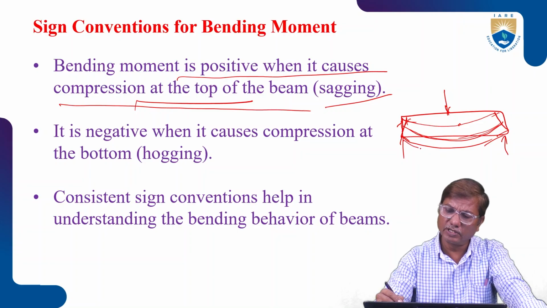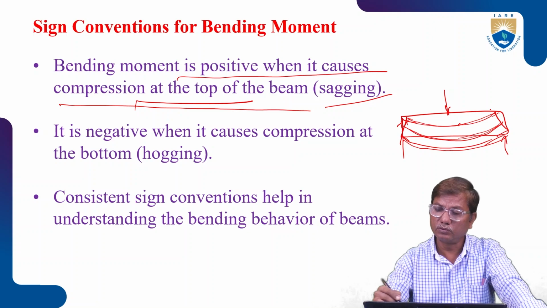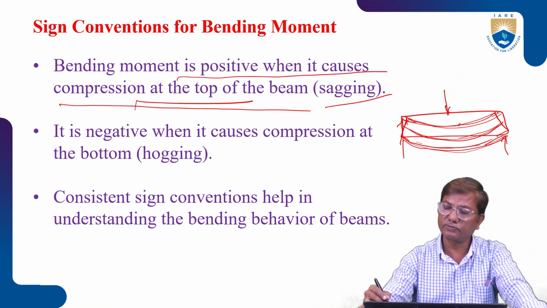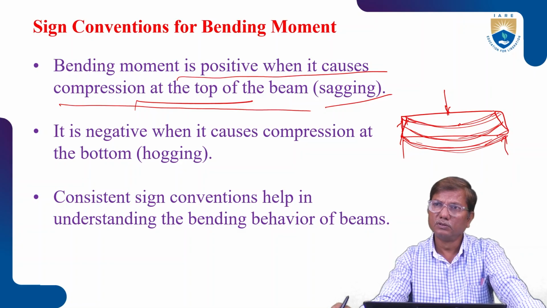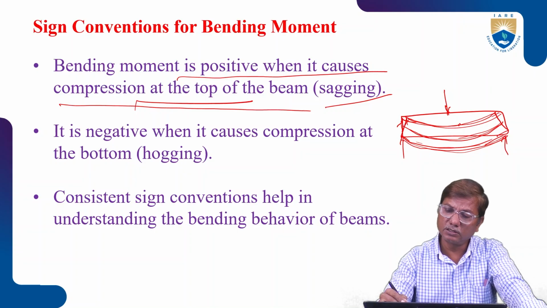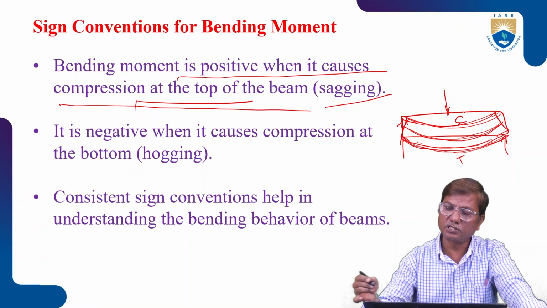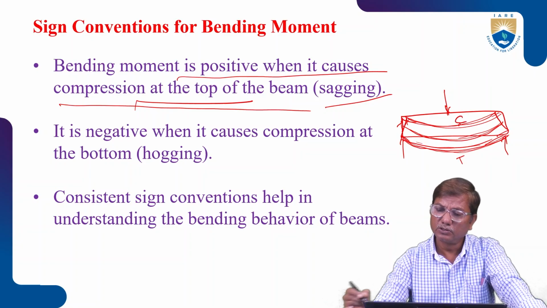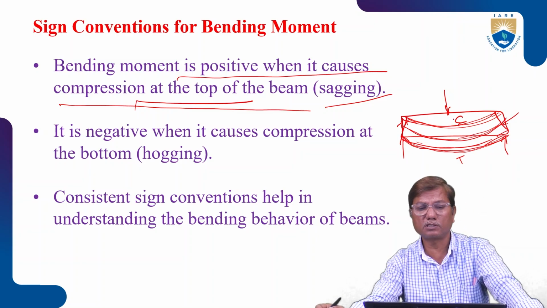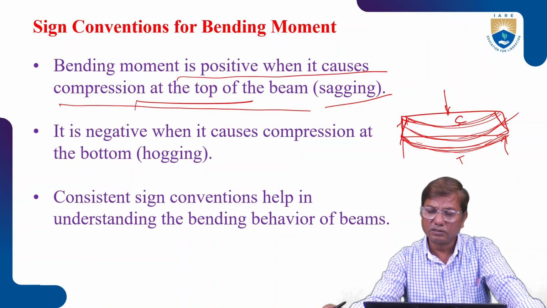Sagging means convexity downwards, concavity above, convexity below. The convex surface lies below and the concave surface lies above. Compression at the top and the bottom fibers are subjected to tension. Top fibers are subjected to compression. So this is called sagging, and the corresponding moments are called sagging moments and are considered positive.